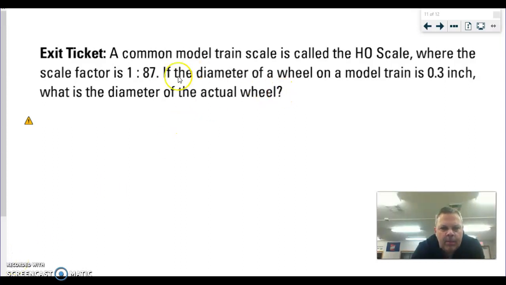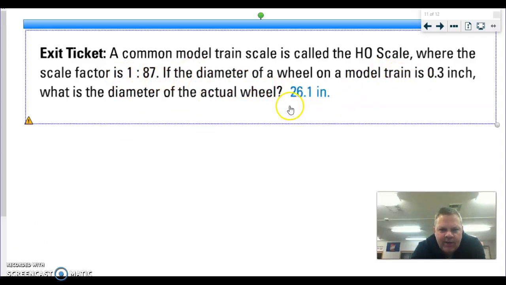In this problem, I would set it up as 1 over 87 equals 0.3 over x, or a variable, which would give us 26.1, because 0.3 times 87 is going to give us 26.1 inches. Notice this is an inch, so this label is also an inch.